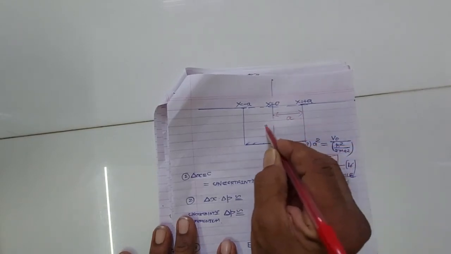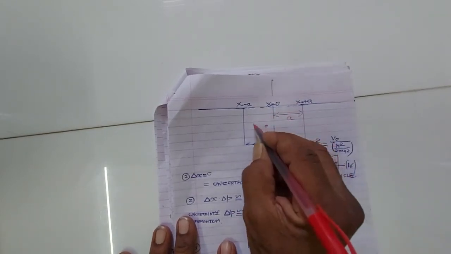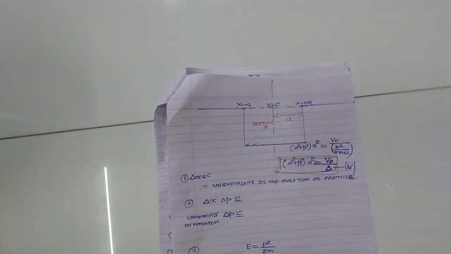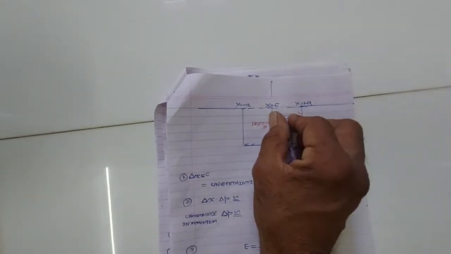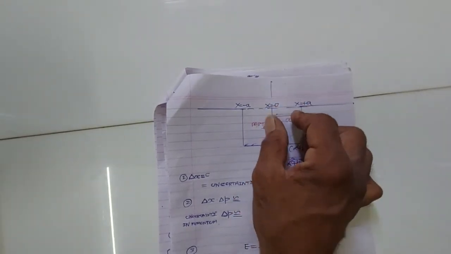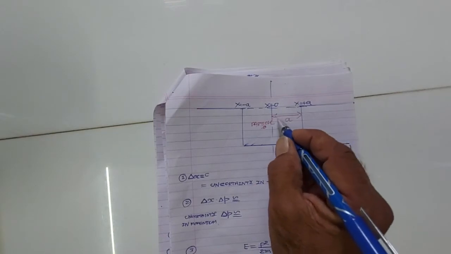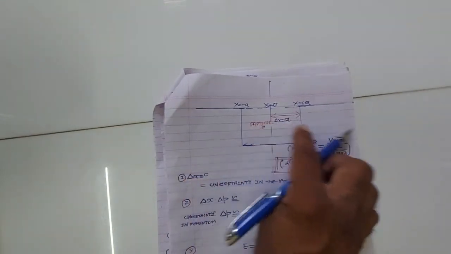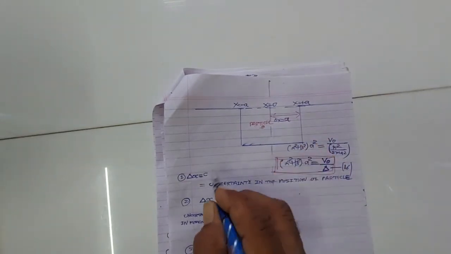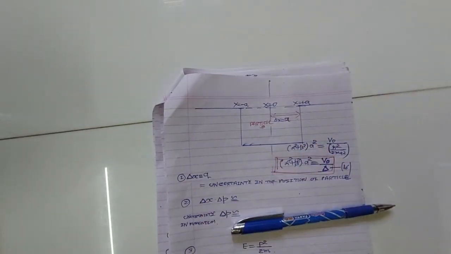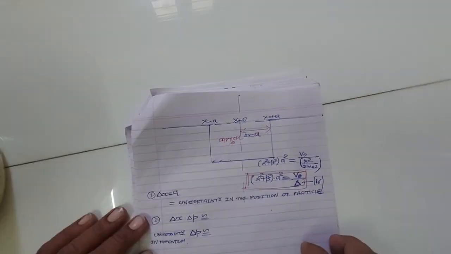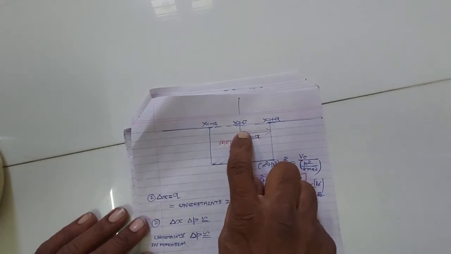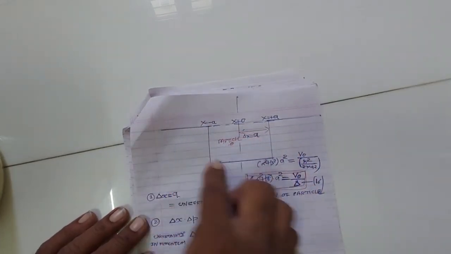Now, if a is the width of the potential well and a particle is inside the well, how much uncertainty will we get in its position? As much as a. Suppose the width of the potential well is a, then the maximum uncertainty in the position of the particle will be a. So delta x is equal to a, the uncertainty in the position of the particle within the square well.